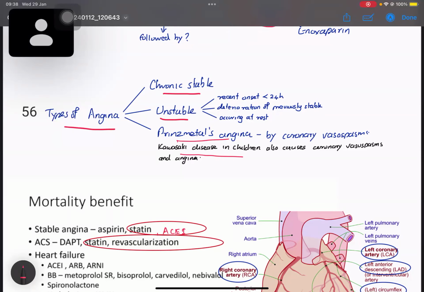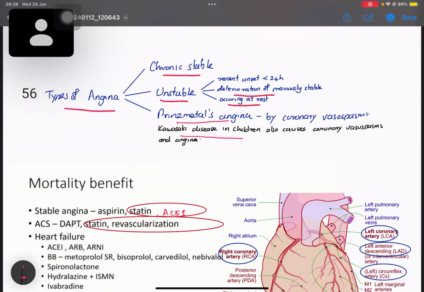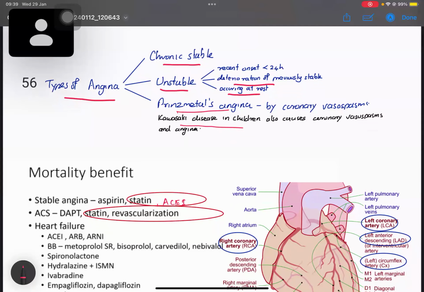The patient may have been previously stable, and he may be deteriorating within a short period of time. Usually unstable angina occurs at rest as well, not only on exertion but also at rest. And there is another thing, Prinzmetal angina. This is an MCQ point; it won't be discussed in vivas. This Prinzmetal angina occurs due to coronary vasospasm.